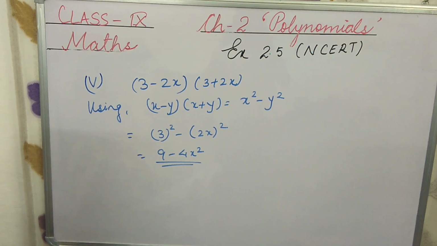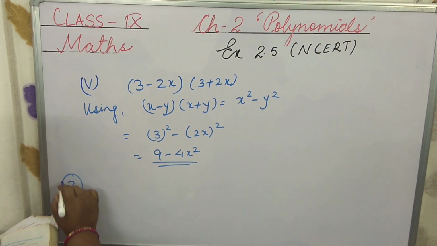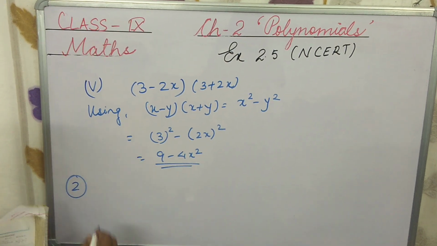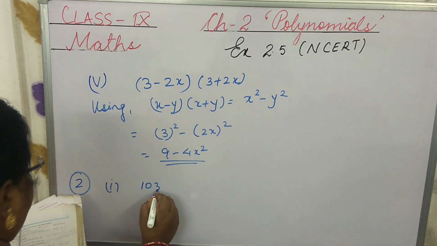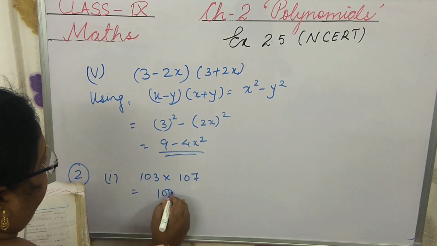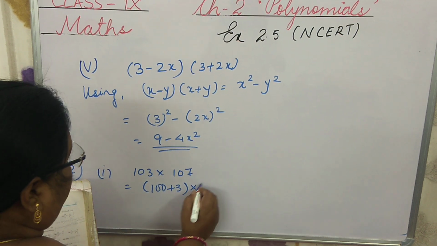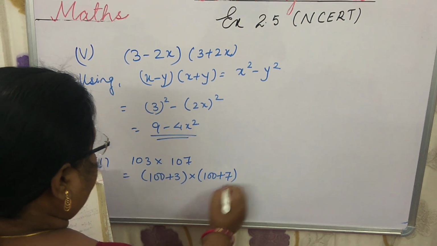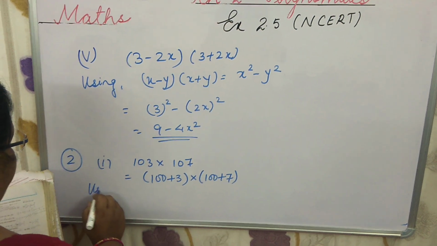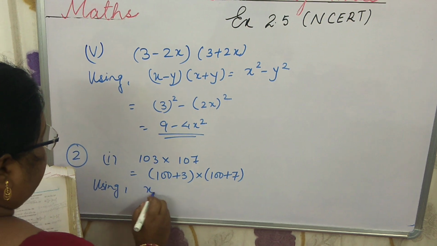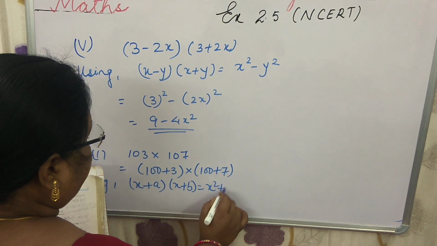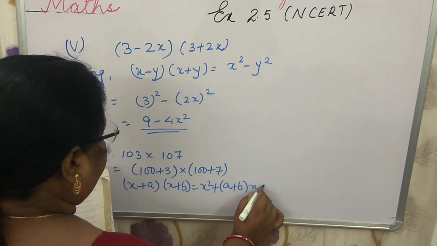Now question number 2. Evaluate the following products without multiplying directly. First is 103 × 107. We can write this as (100 + 3)(100 + 7). So again it is in the form of (x + a)(x + b). So we will be using that identity over here again, (x + a)(x + b) = x² + (a + b)x + ab.